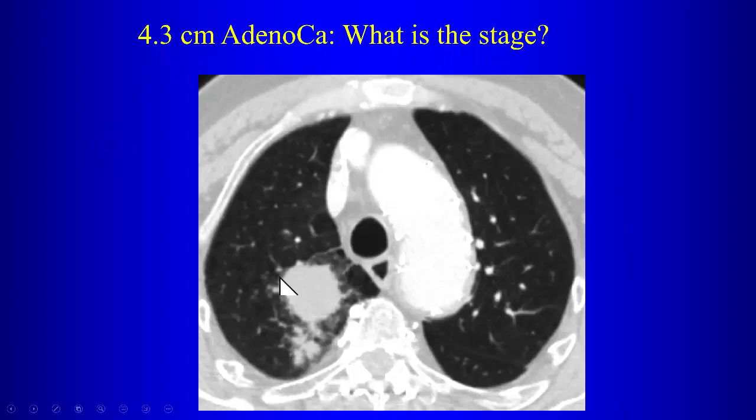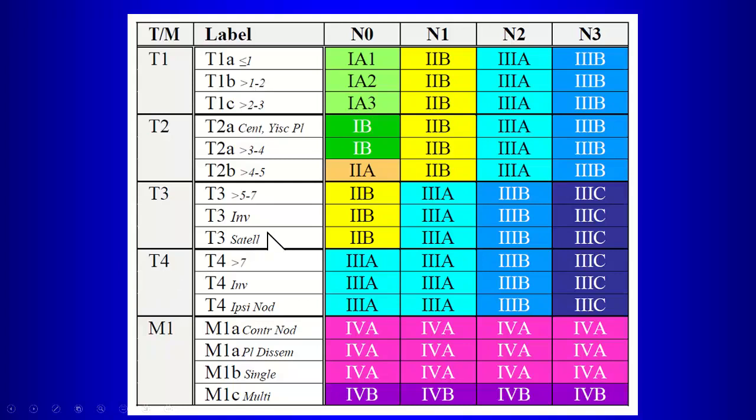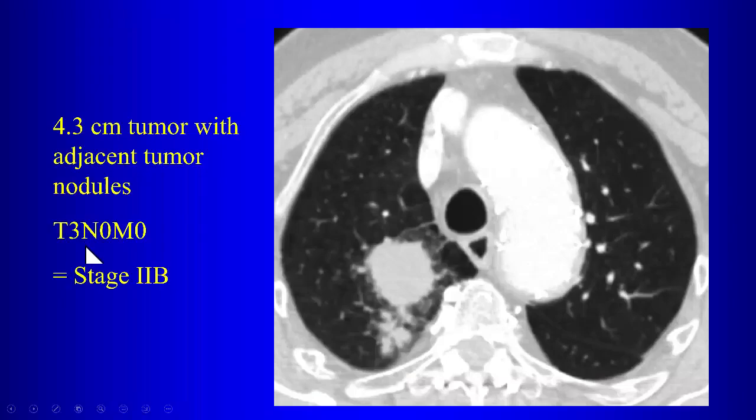So this is pretty easy to do as long as you're using the chart there. Here we have a 4.3 centimeter tumor, and we're trying to figure out the stage. But aside from the size of the tumor, there is something else you need to notice, and what is that? There are satellite nodules, right? Satellite nodules within the actual tumor lobe, regardless of the size of the tumor, make it a T3 lesion, okay? So you have T3, N0, M0, and again, that would be stage 2B, all right?